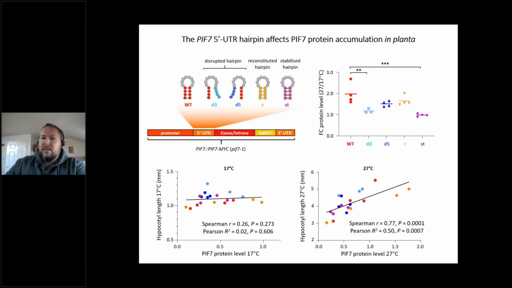However, when we look at 27 degrees, we actually see a nice correlation between protein level and hypocotyl length. So while most lines, or almost all lines, essentially complemented the PIF7 mutant phenotype, the amounts of PIF7 protein determined how much complementation you get, or how much overcomplementation, I might say, you get. So clearly, PIF7 protein levels are relevant for the phenotype under warm temperatures.